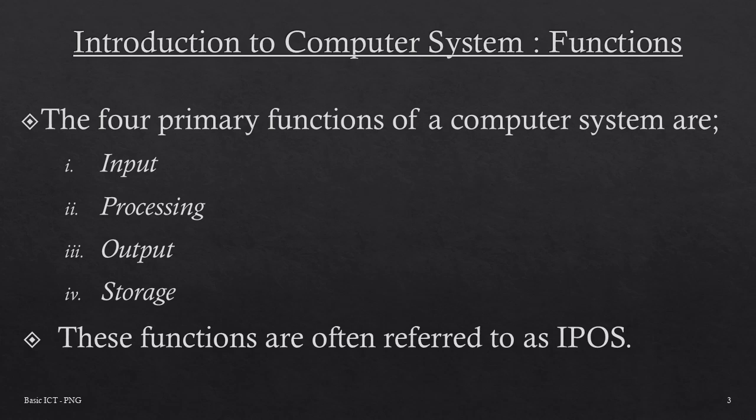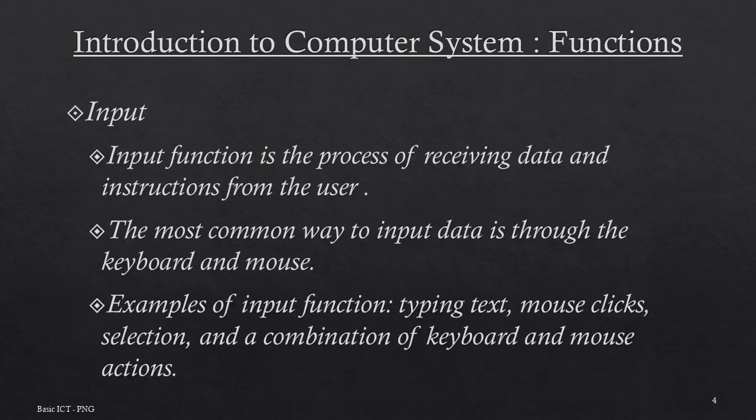While specific functions vary in the different types of computers, there are 4 primary functions of the computer system, and they are input, processing, output, and storage. These functions are often referred to as IPOS. I stands for input, P stands for processing, O stands for output, and S stands for storage. Now let's look at the first function, input.